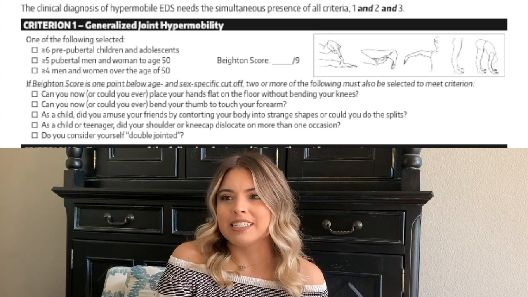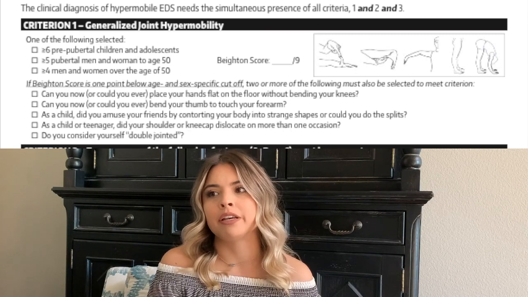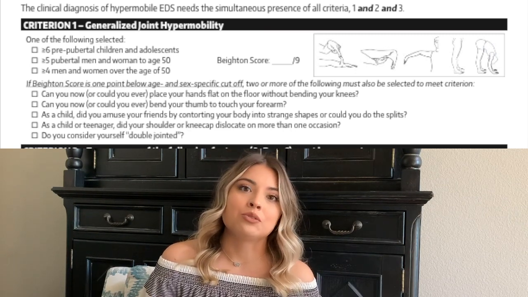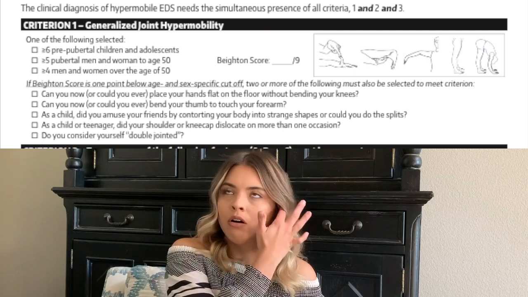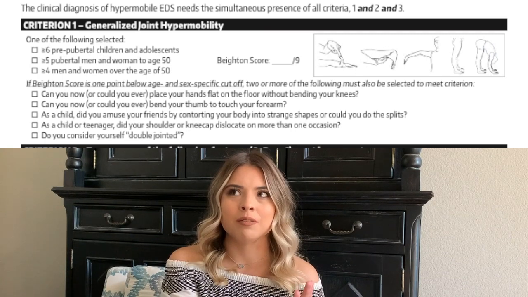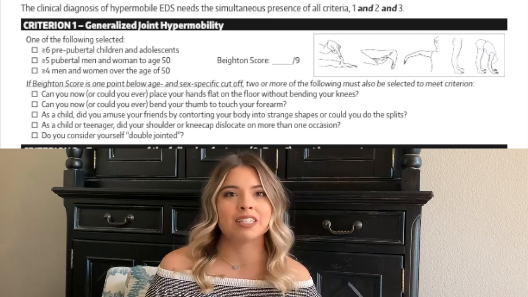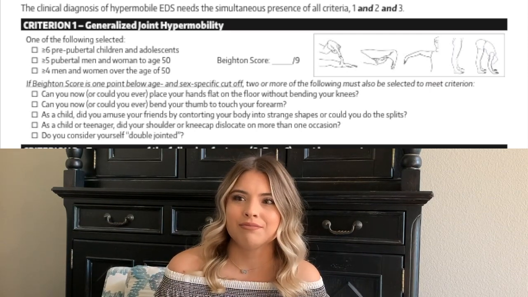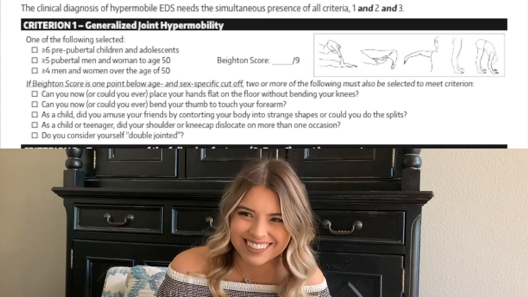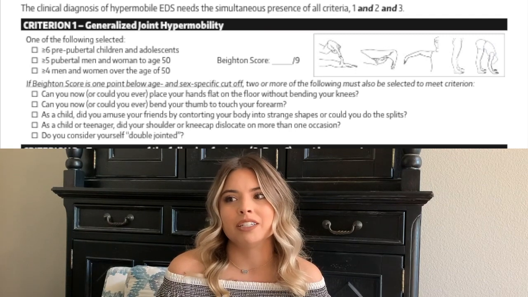The next question is, as a child or a teenager, did your shoulder or kneecap dislocate on more than one occasion? Oh my goodness. In high school, as a teenager, my shoulder would pop out all the time at cheer, and I would go against a padded wall in the upper gym where we practiced, and I would pop it back in, get back in my stunt group and be like, let's go. And everyone would look at me like, what? Are you okay? And then the last question is, do you consider yourself double jointed? Yes. So that is criteria 1, generalized joint hypermobility.